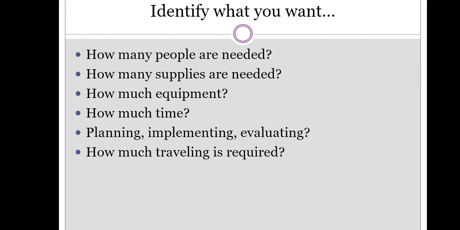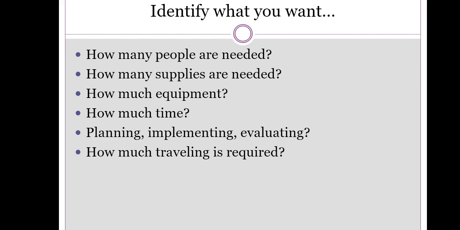So here is what has to happen when you're identifying a budget. And I've been asking you this all semester. I've been asking you to think about what you need to make your program work. So how many people do you need to hire? How many supplies do you need? What kind of equipment do you need? And we'll talk about the difference between supplies and equipment when we look at the budget.